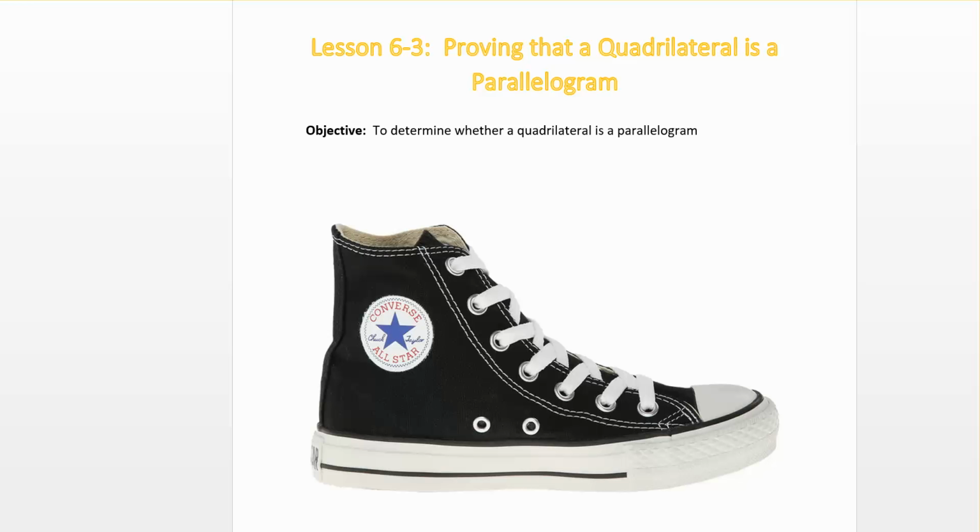Today's lesson is going to be lesson 6.3. It's called Proving that a Quadrilateral is a Parallelogram. And our objective today is going to be to determine whether a quadrilateral is a parallelogram.